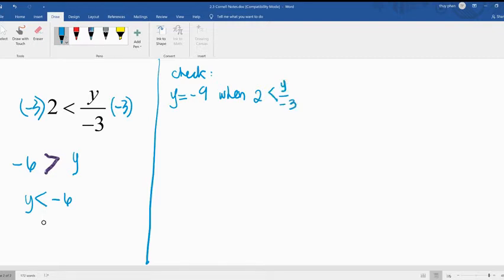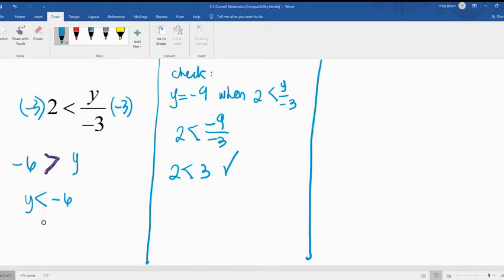So I'm going to go ahead and check the solution. Now, if the statement comes out to be true, then we did it correctly. So I have 2 is less than negative 9 divided by negative 3. So that means 2 is less than 3. So that's a true statement. So we're good. And so let's go ahead and prove why we reverse the symbol.